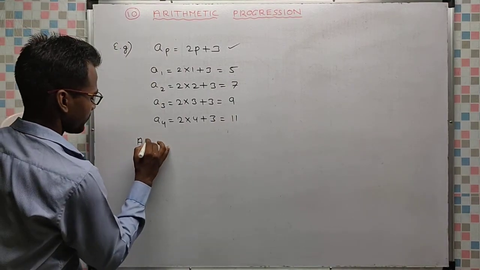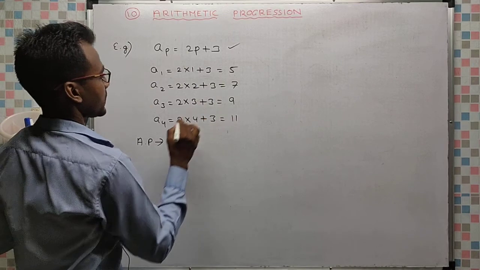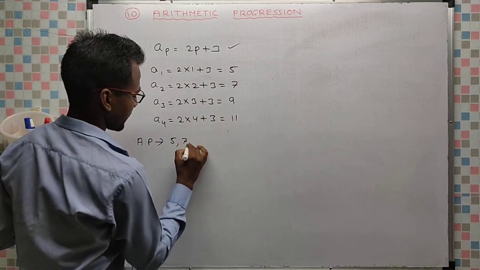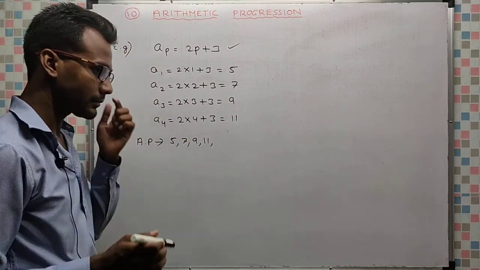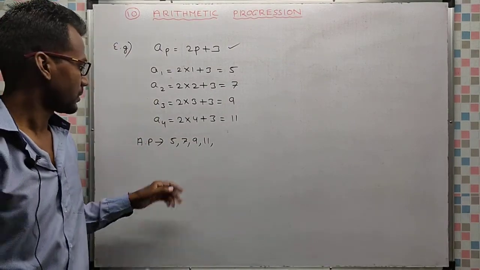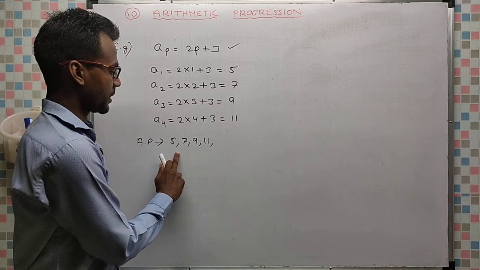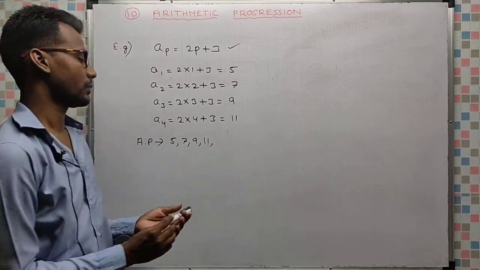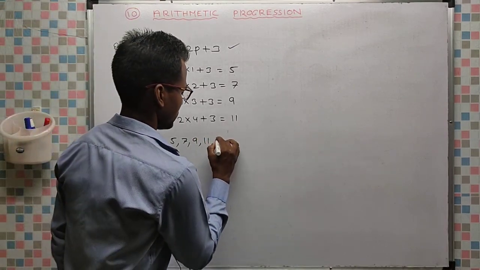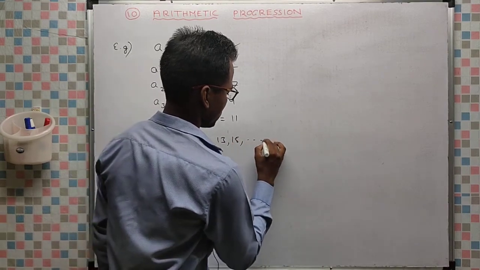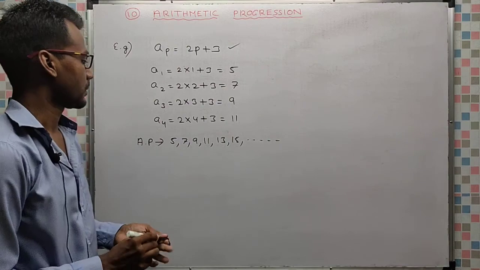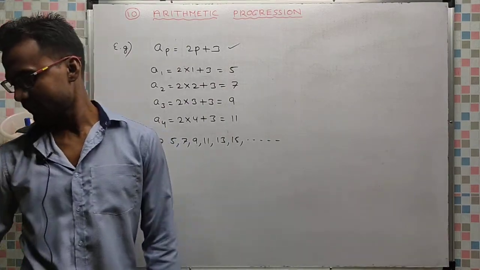So let us write the AP. The first term is 5, then 7, then 9, then 11. So what is the rule? Plus 2, plus 2, plus 2. 13, 15, dot dot dot. So this is the required AP.